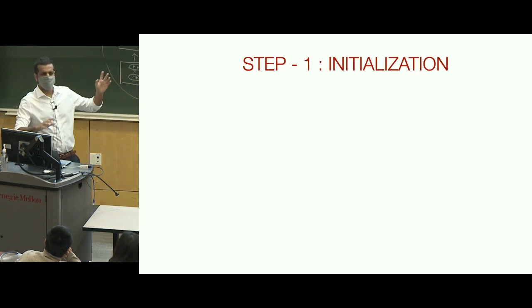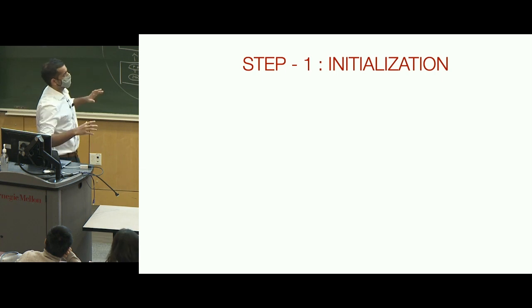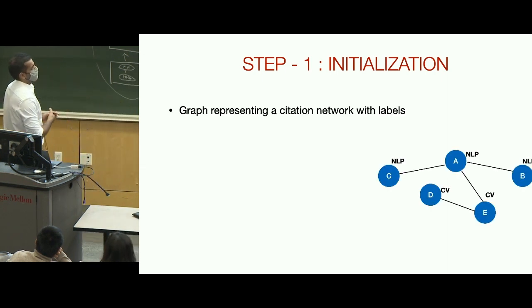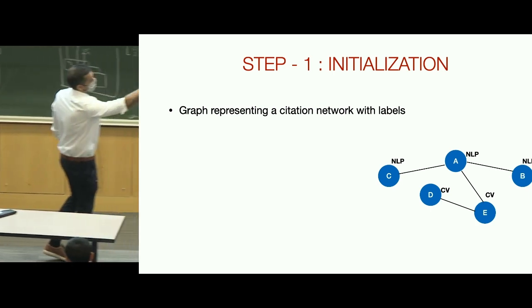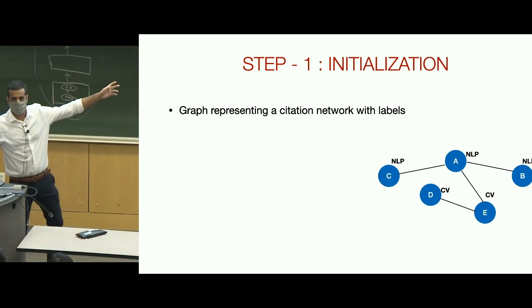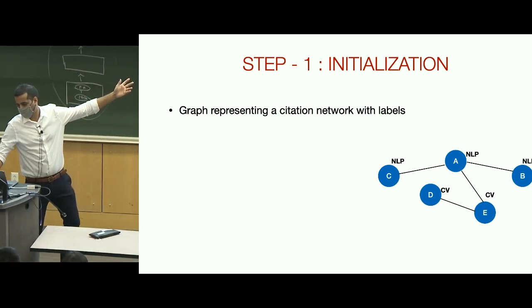So let's see what we have at the time of initialization. We have a graph representing the different papers, and the links between them represent the citations between different papers. And NLP and CV basically are the labels. So this is what we have at the beginning of our endeavor to classify them using graph neural networks.